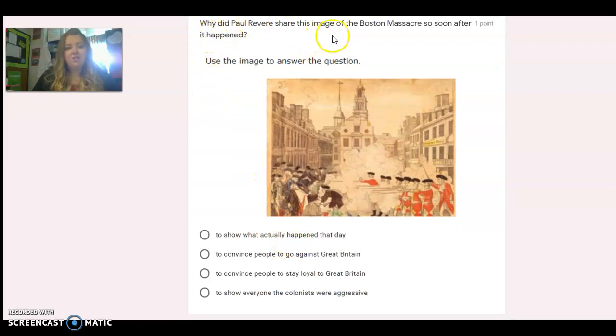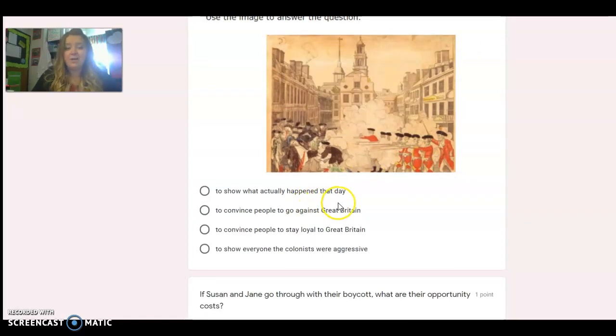Why did Paul Revere share this image of the Boston Massacre so soon after it happened? Did he show this picture to show what actually happened that day? To convince people to go against Great Britain? To convince people to stay loyal to Great Britain? Or to show everyone that the colonists were aggressive?